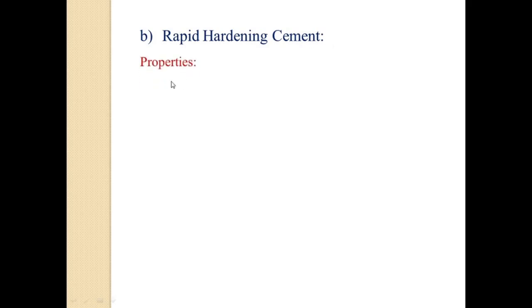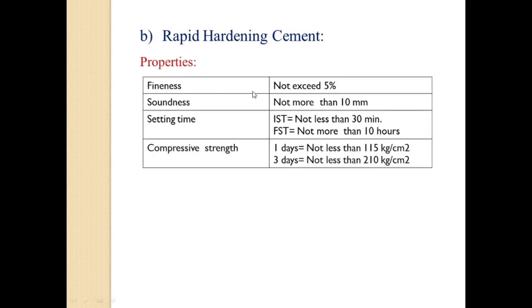Let us see what the properties of this cement are. First, fineness. Fineness of rapid hardening cement should not be greater than 5% when it is sieved through the IS sieve number 9, that is the 90 micron IS sieve. So the residue on this 90 micron IS sieve should not be greater than 5% of the total weight of cement. The specific surface area, if we calculate using Blaine's air permeability apparatus, is generally 3250 centimeter square per gram.